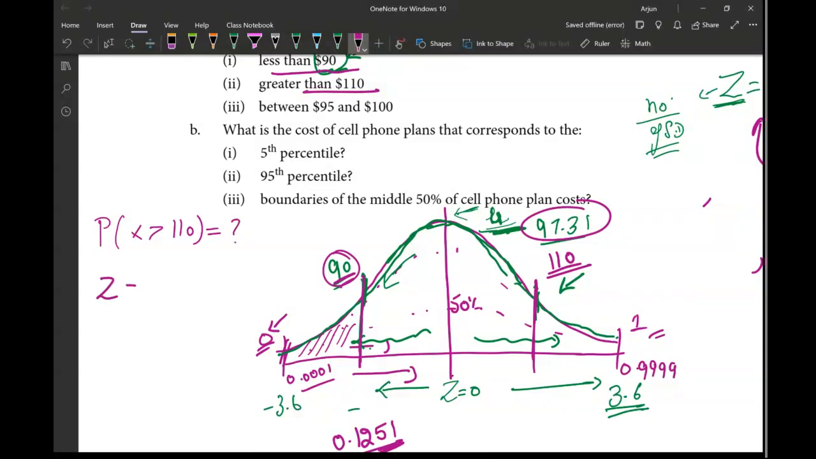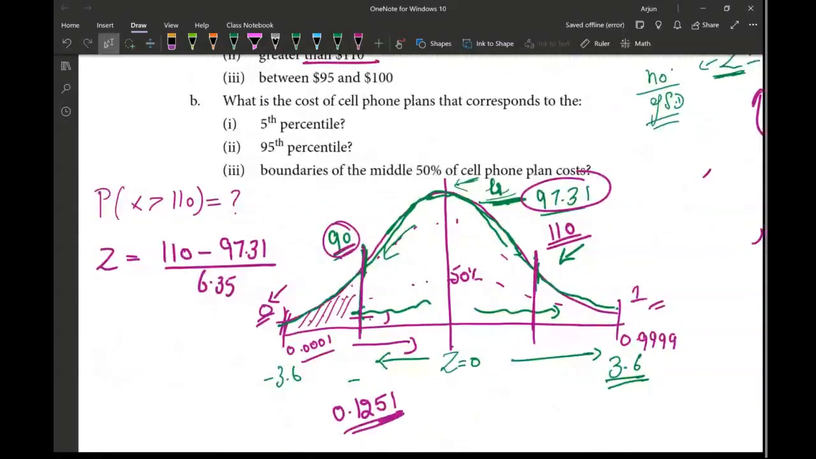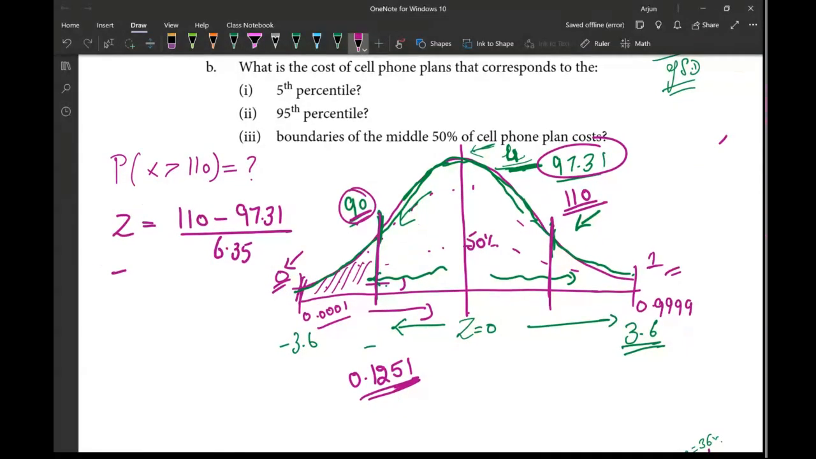I'm going to first of all find the z-score, which is 110 minus 97.31 divided by 6.35. Let me quickly check it. Yes, it is 6.35. So if I do this calculation on my calculator, 110 minus 97.31 divided by 6.35, which is 1.998. So I'm going to round up to two decimal places, which will be approximately 2.00.